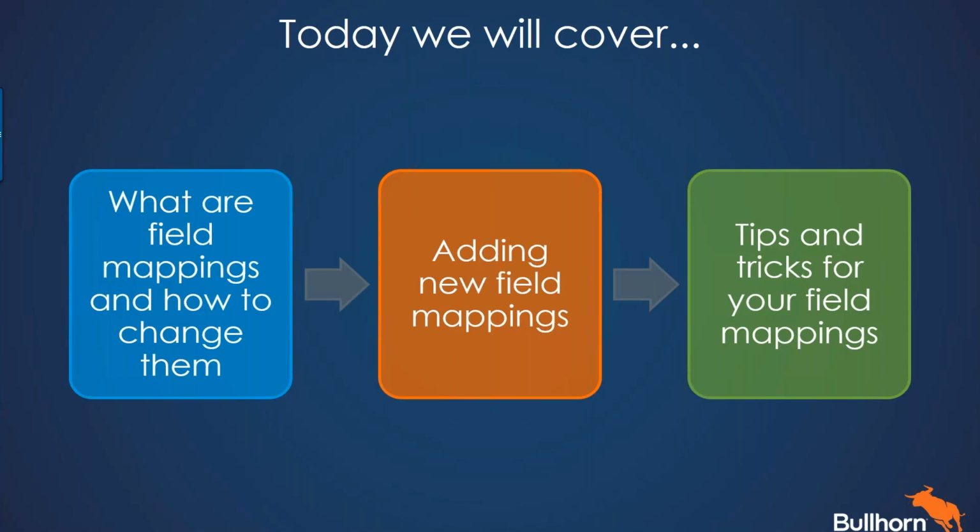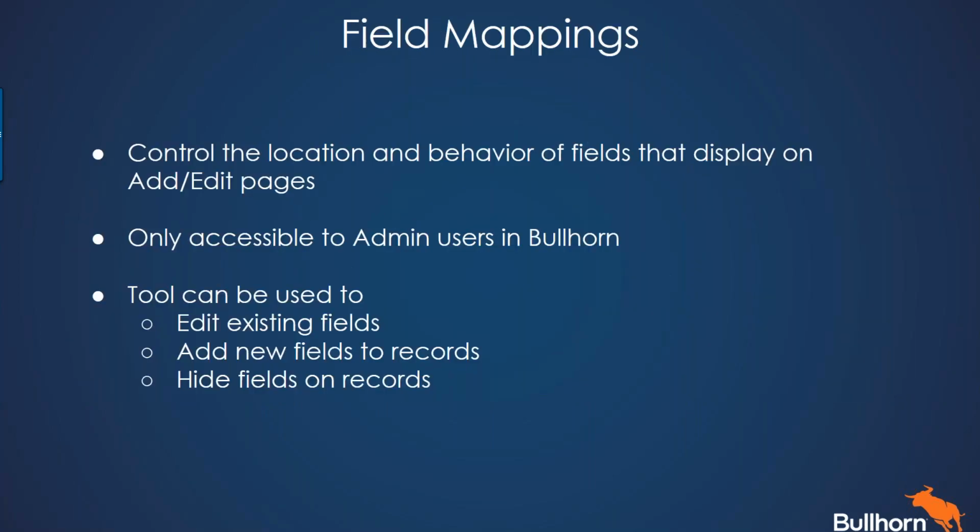So what are field mappings anyway, and how do we change them? Well, field mappings are used to control the location and the behavior of fields that display on both the add and the edit pages of records. Now, these are only accessible to users with an admin user type in Bullhorn, and you can certainly use this tool to edit existing fields. For example, you might want to add a new value to a drop-down field, or add a new field altogether, or even hide an existing field on one of your records.